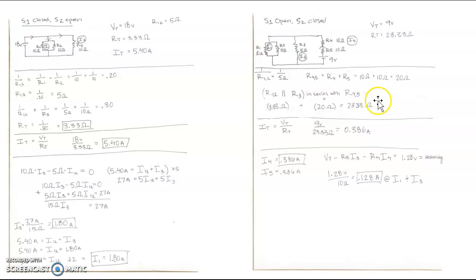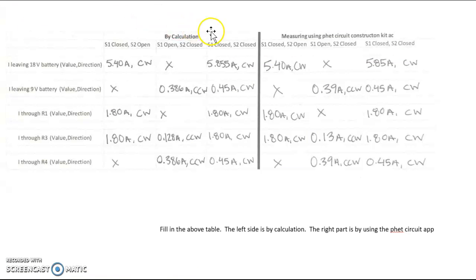And then again, plug that in as the total R value. I have the total V value as 9. 9 divided by 23.33 gives me the I value, which is 0.386 amps. So that is how much is flowing through here, the 9 volts, and it's going, you can see this is the arrow, it's going this way because, again, positive going to negative. And that's what I put in.